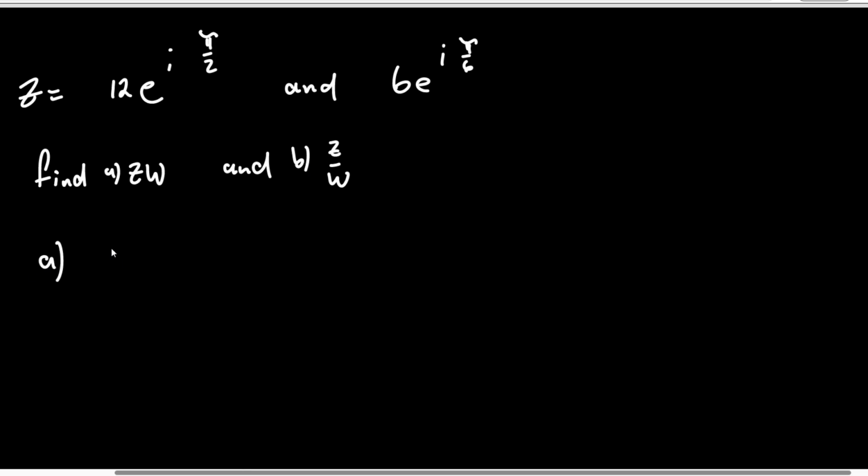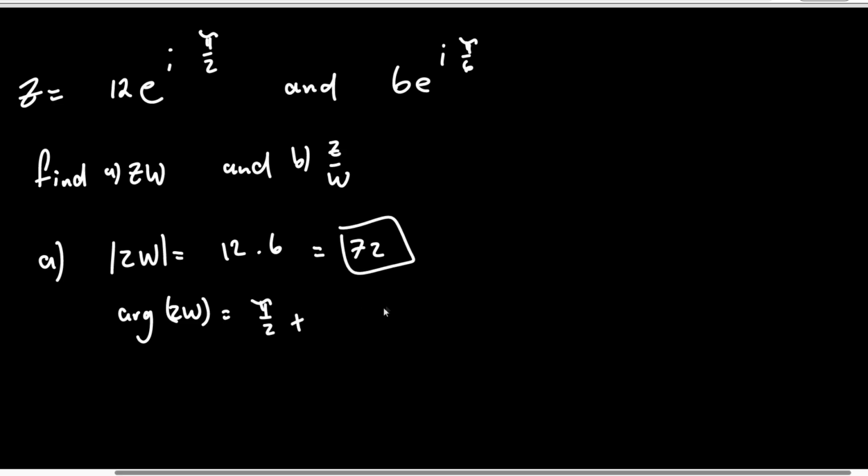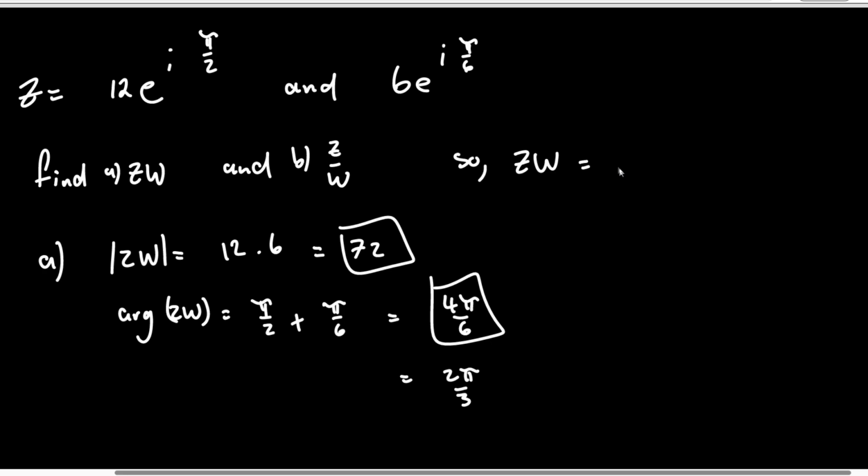So for A, very, very easy. We just do the same thing. For zw, find the modulus. By the way, we're just indicating there that we're finding the new modulus. So it's 12 times 6, which is 72. And then the argument of zw is pi over 2 plus pi over 6, so that's 4 pi over 6. I've got my new modulus and my new argument. So zw is equal to 72 e to the i 2 pi over 3.